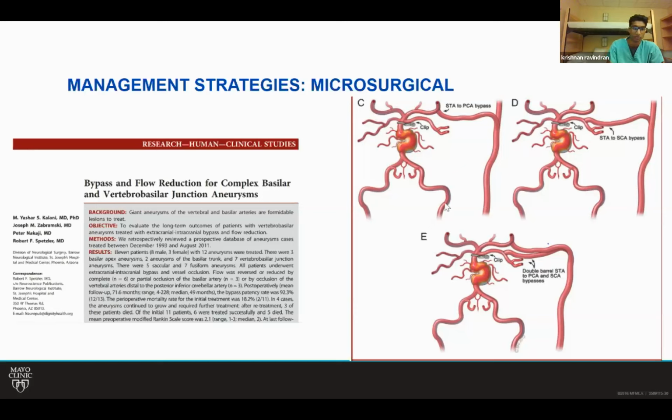In this case, he was using an extracranial to intracranial bypass for addressing these dolichoectatic lesions. As you can see here, figure C demonstrates the single barrel bypass, and figure E demonstrates the double barrel bypass that was plugged in. In this case, he had one limb of the STA plugging into the P1, P2 junction, and the second limb going to the SCA with the clip construct as you see below.